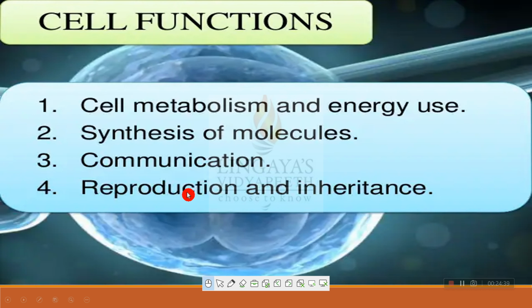So the first function is cell metabolism and energy use. As we know, all living organisms need energy to grow and reproduce, maintain their structure and respond to their environments. So metabolism is the set of life-sustaining chemical processes that enables organisms to transform the chemical energy stored in the molecules into energy that can be used for cellular processes. So the first function of the cell is cell metabolism and energy use to maintain the viability of an organism.